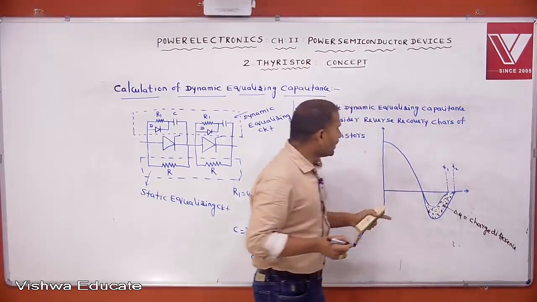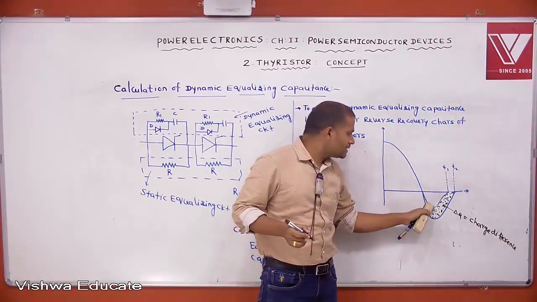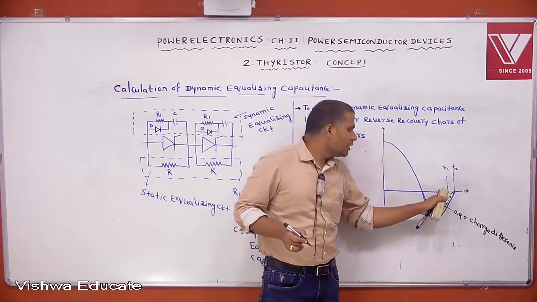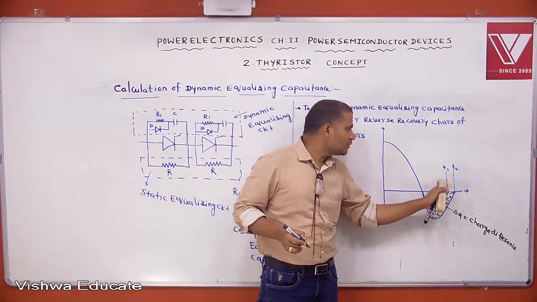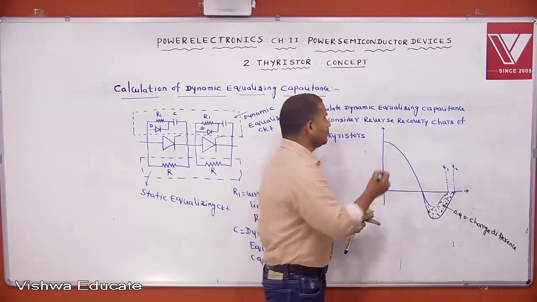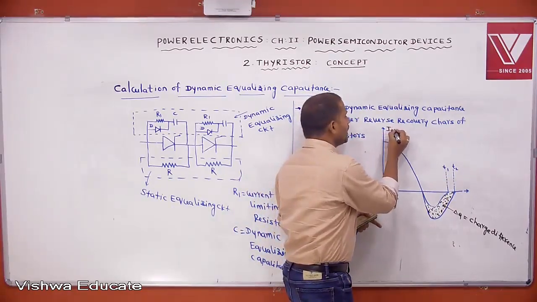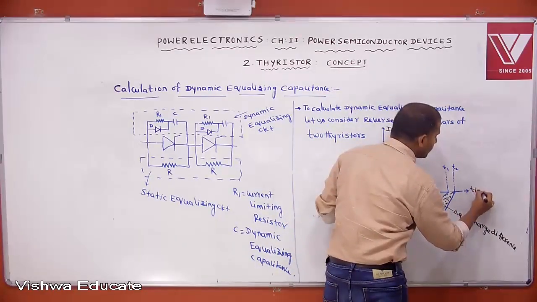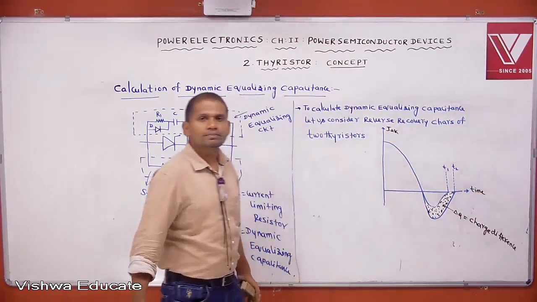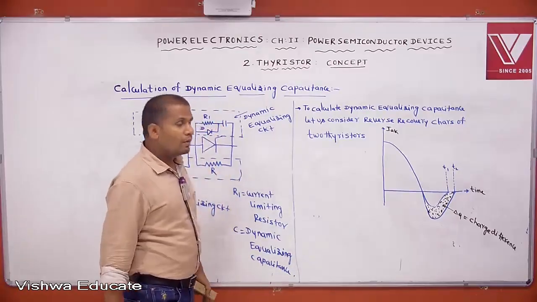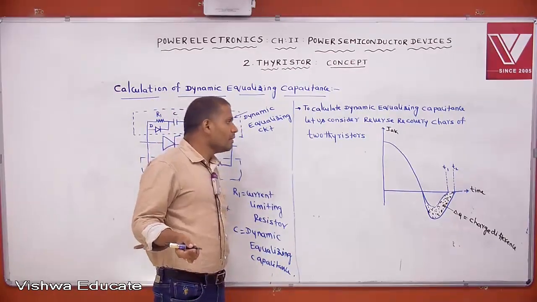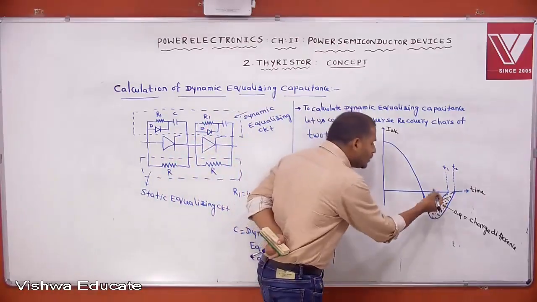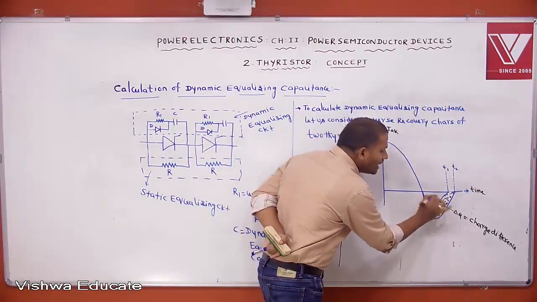Then because of this, let the T1 thyristor take the time T1 and the T2 thyristor take the time T2. Because of this charge difference, we are getting unequal turn off time. Let this be the anode to cathode current, and this I have taken as the time axis. Now we want to calculate what capacitance is required to equalize this charge difference.